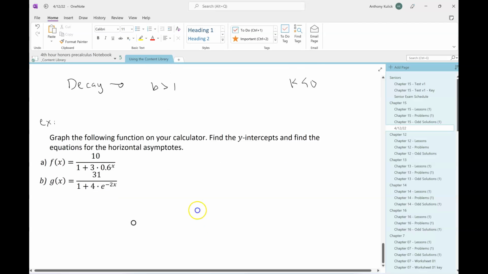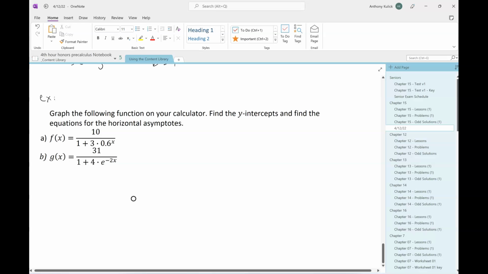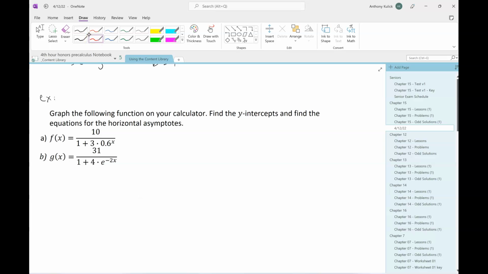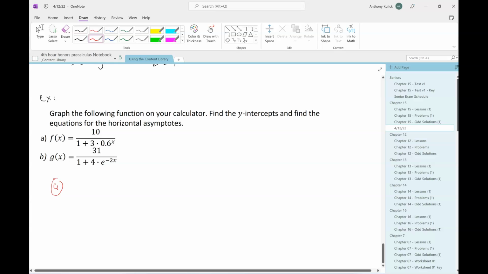All right. So let's first find the y-intercepts and the asymptotes, and then we'll graph these things on the calculator. I would like to do it in that order. Does that sound okay to you guys? Okay. What is the x-coordinate for y-intercept? Oh, come on. Every y-intercept has the same x-coordinate. 0! So I'm just going to do f of 0 to get the y-intercept.